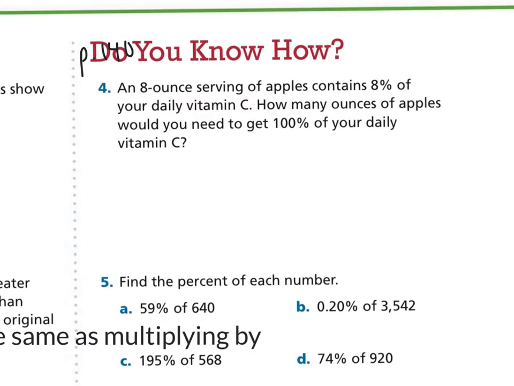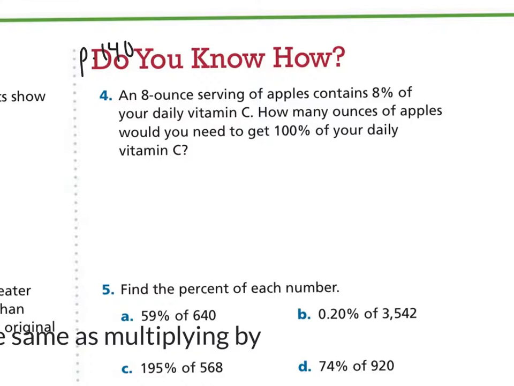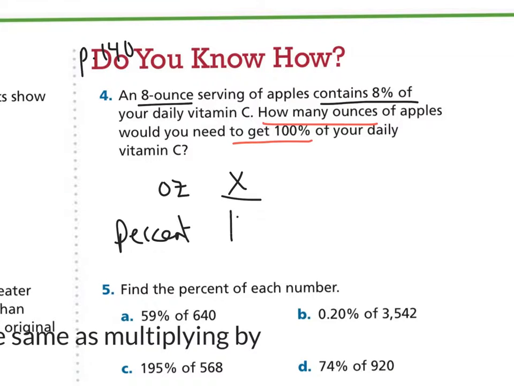Number 4, an 8-ounce serving of apples contains 8% of the daily vitamin C. How many ounces of apples would you need to get 100% of your daily vitamin C? So if you want to do a proportion here, you can. We're trying to find how many ounces to get 100%. We know that 8 ounces was 8%.